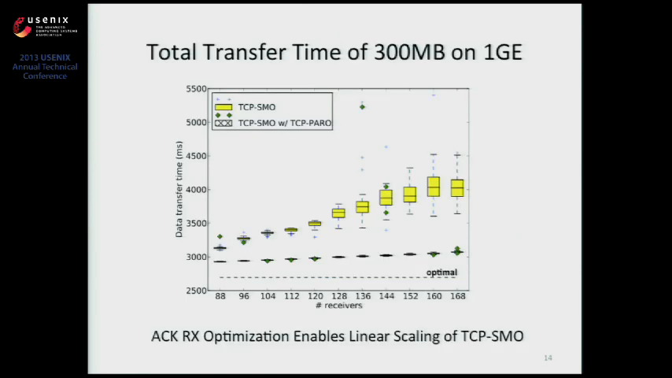And here I show a simple test of transferring 300 megabytes on gigabit Ethernet over a number of receivers, from 88 receivers to 168 receivers. As you can see, without TCP Power, the transfer time just goes up all the way, while with TCP Power, we can achieve near linear scaling of the SMO protocol. I have also noted that the optimal is down there in the dotted black line. This is the time it takes without any overhead to transfer one copy of the file to a single receiver.